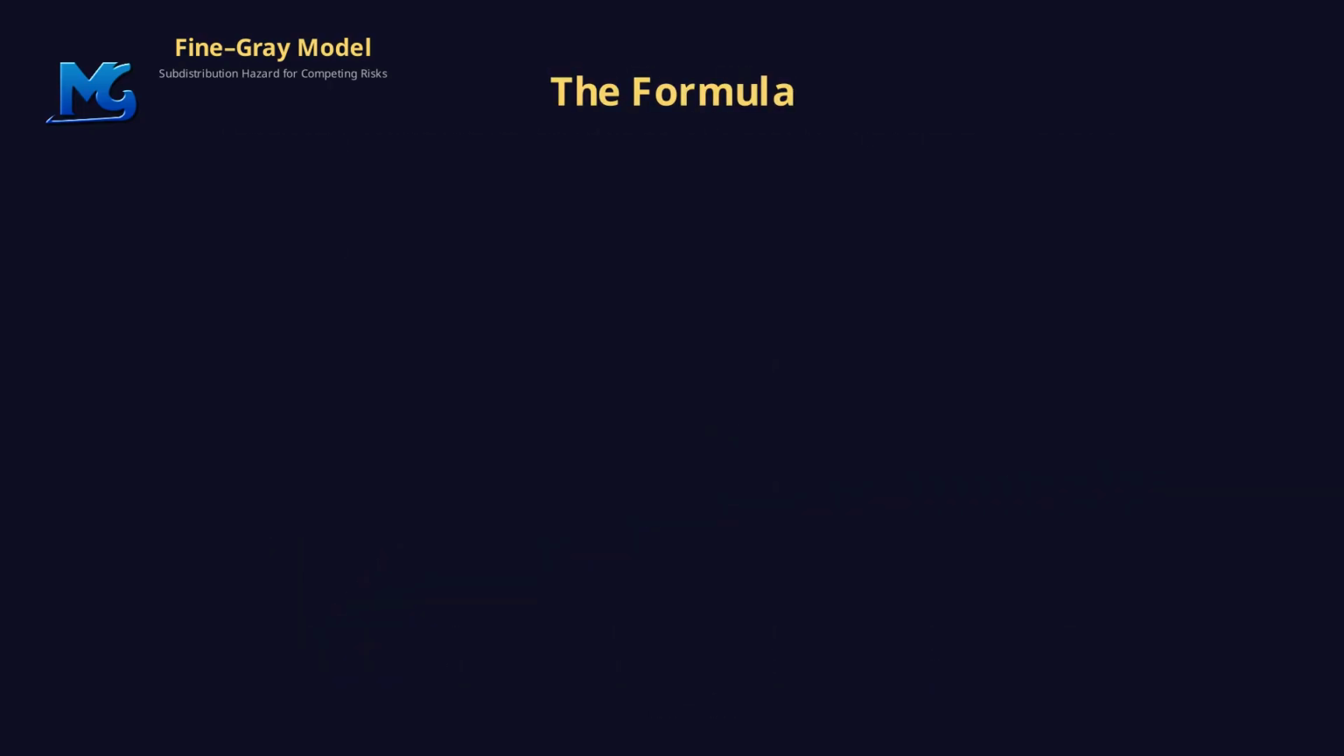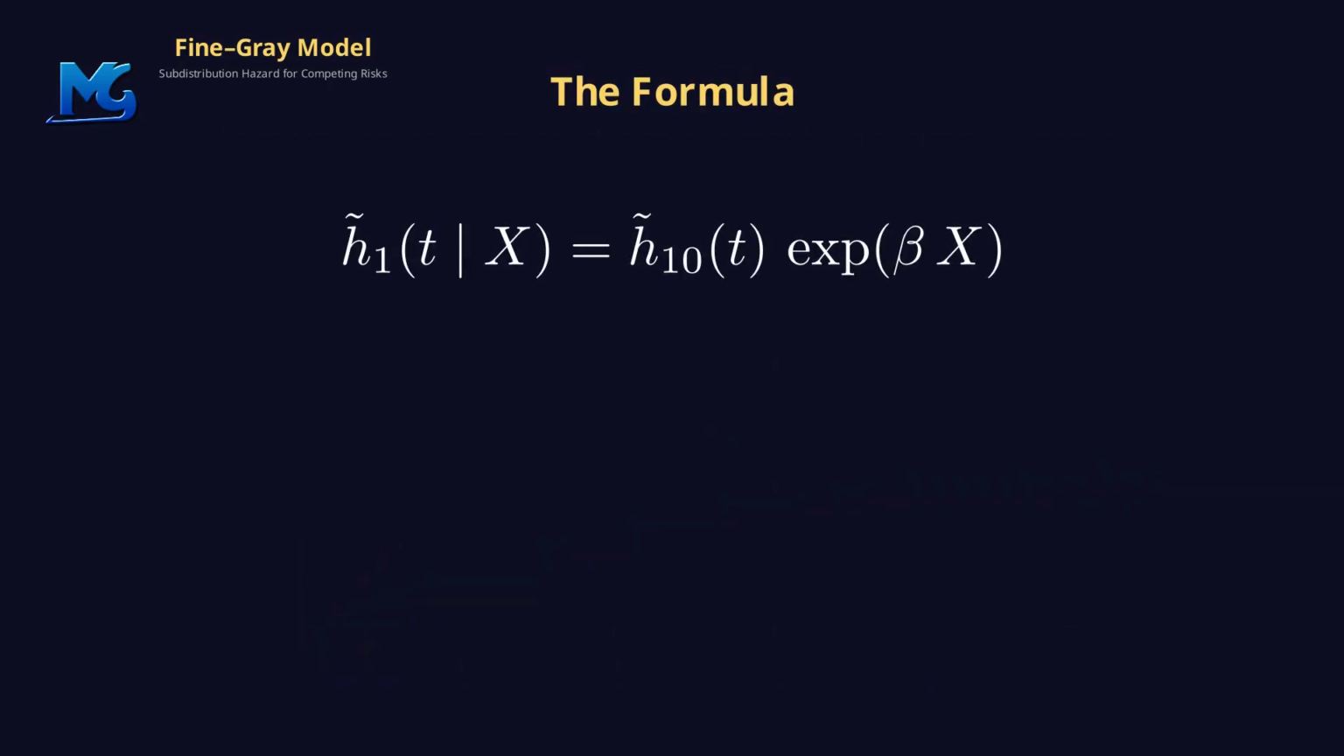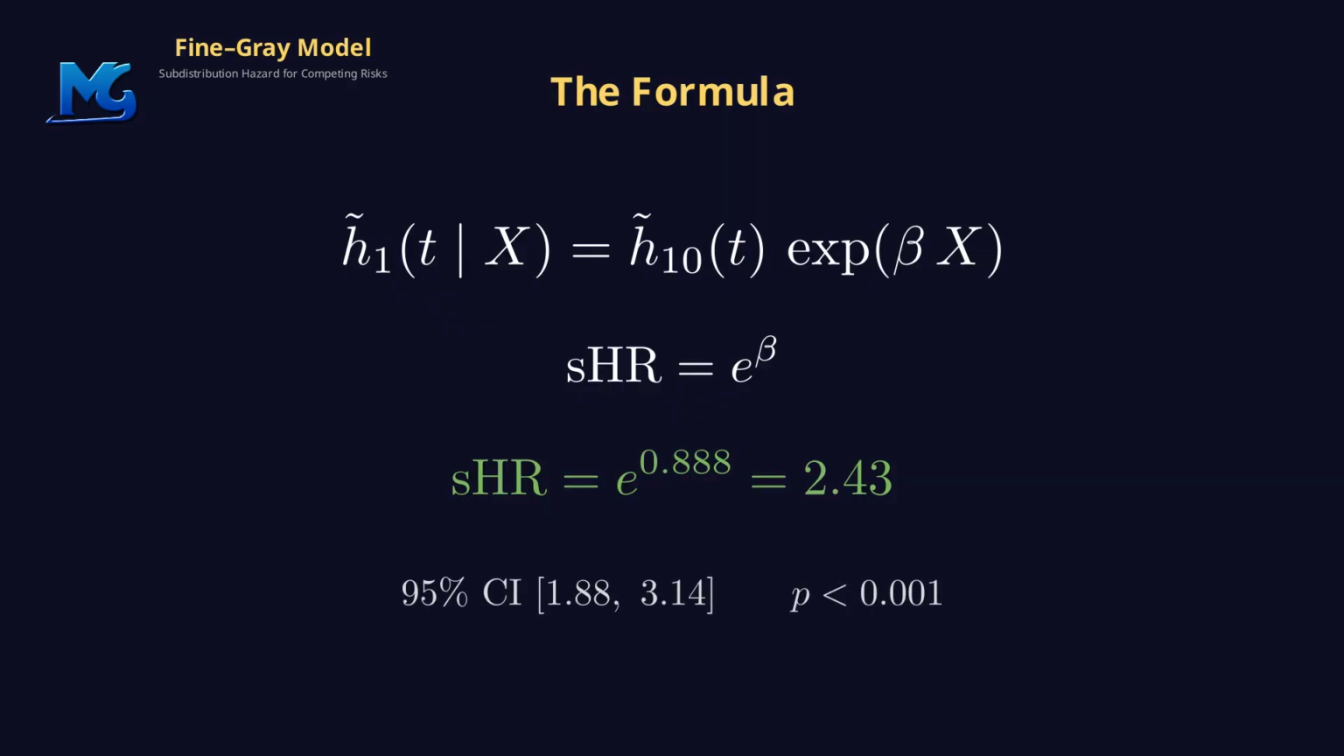The formula: the subdistribution hazard for default is a baseline hazard times e to the beta times the covariate. Exponentiate that coefficient and you get the subdistribution hazard ratio. For subprime loans, the estimated subdistribution hazard ratio is 2.43, with a 95% confidence interval from 1.88 to 3.14 and a p-value well below 0.001.